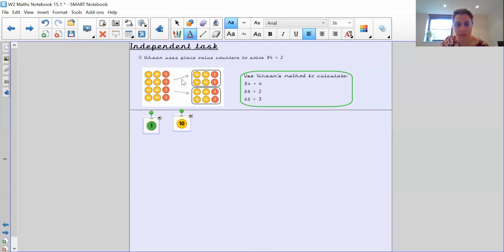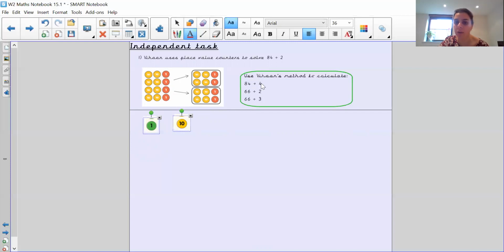So here's his counters, and he's got 10, 20, 30, 40, 50, 60, 70, 80, and 1, 2, 3, 4. So he's got 84 there. He's dividing it by 2, so he's splitting it into 2 groups. And he's done that, so he's put 4 10s and 4 10s, 2 1s and 2 1s. Now the question says, use Vihan's method to calculate these.